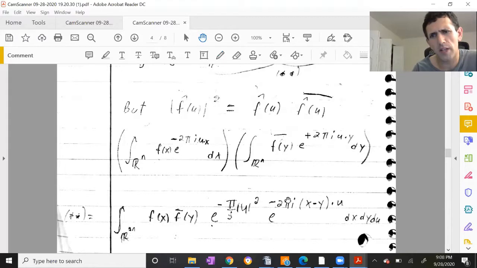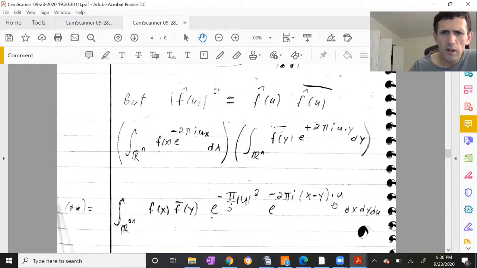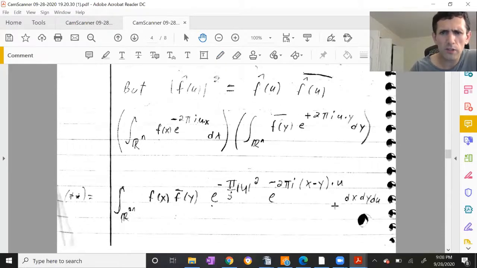I rewrote it as x dot u, but that's fine. And here the minus is canceled to be e to the 2 pi i u dot y. I wrote it as y dot u. Okay, so let's use Fubini's theorem.